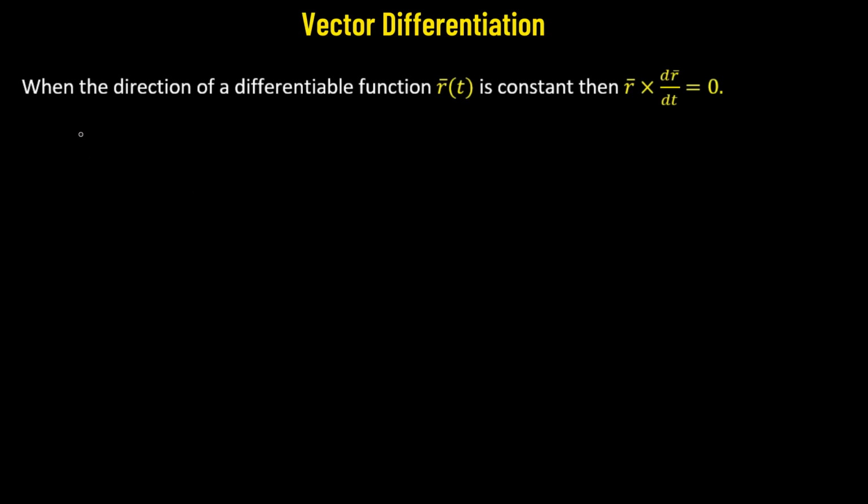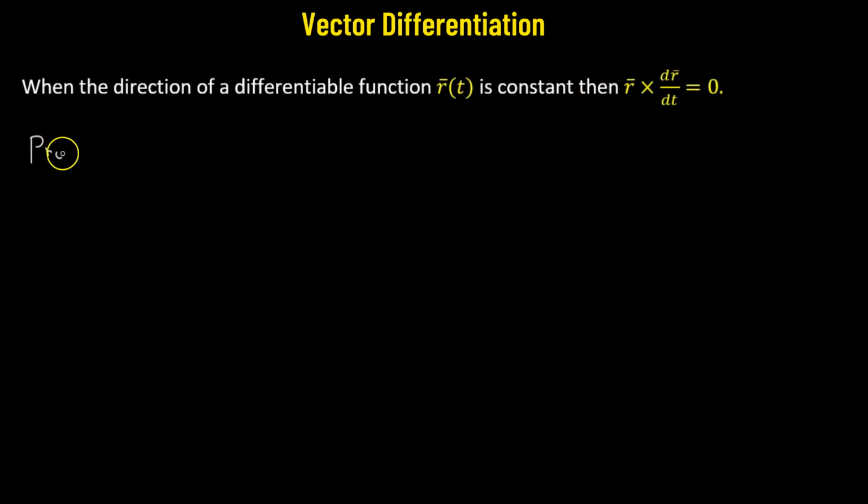So here is a statement: when the direction of a differentiable vector function r is constant, then the vector cross product between the vector r and its first derivative with respect to a scalar parameter t is equal to 0. So let's try to prove that.